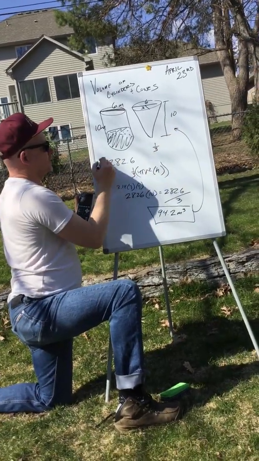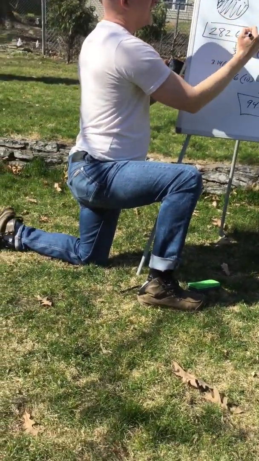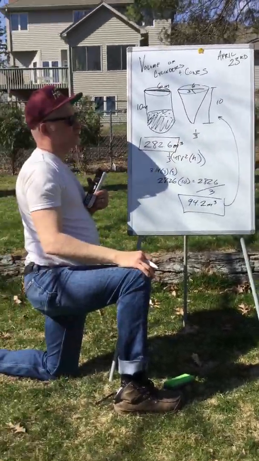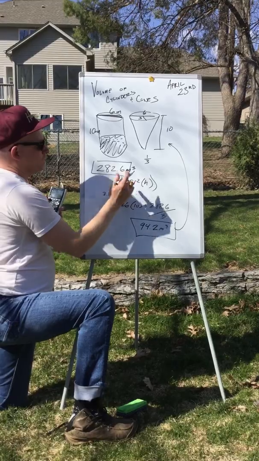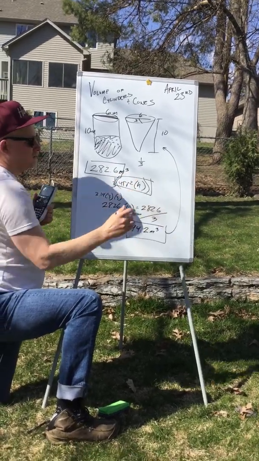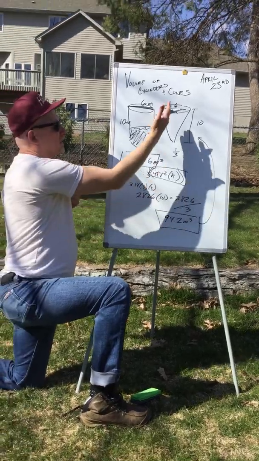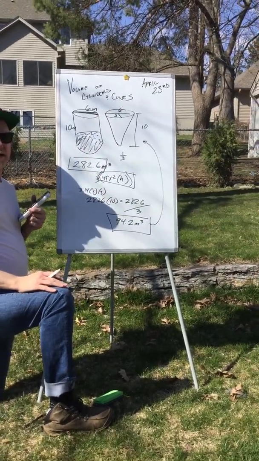And for the cylinder, for those same dimensions, it's 282.6. But it all goes around to saying pi r squared times height, and then you divide it by 3 if it's a cone. Have a fabulous day.